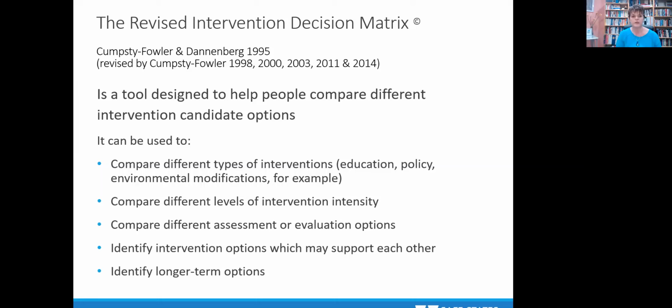And then finally, we can use it to identify longer term options. Maybe what we know to be the most effective is not feasible now for whatever reason. It could be that we don't have the funds. It could be that we don't have the social or political will, but maybe we can build towards that. So we can increase the social will or increase the resource availability and make something that is more desirable possible for us in future.